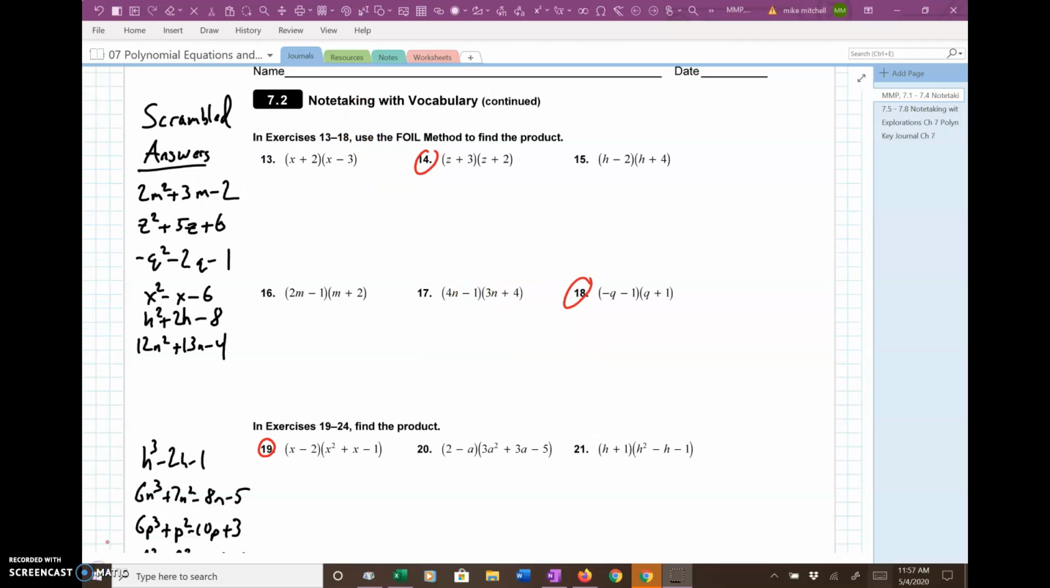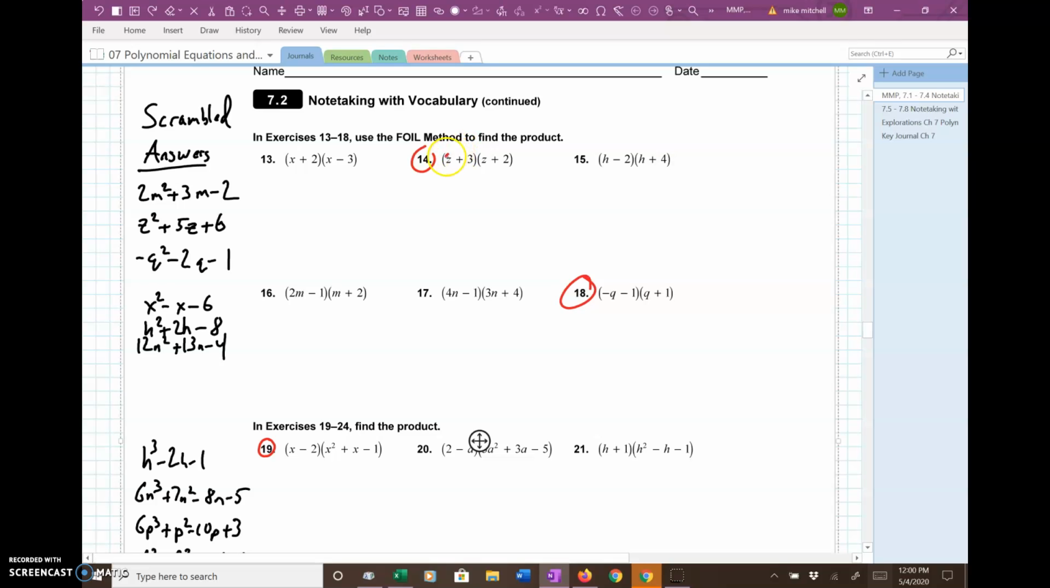FOIL method. The last one is asking for the FOIL method, which is mentioned on the first page. First, outside, inner, and last terms. Okay, this is like my fourth or fifth time recording these. FOIL method, that's what my directions say. First, outer, inner, last. This is in the notes on the first page.